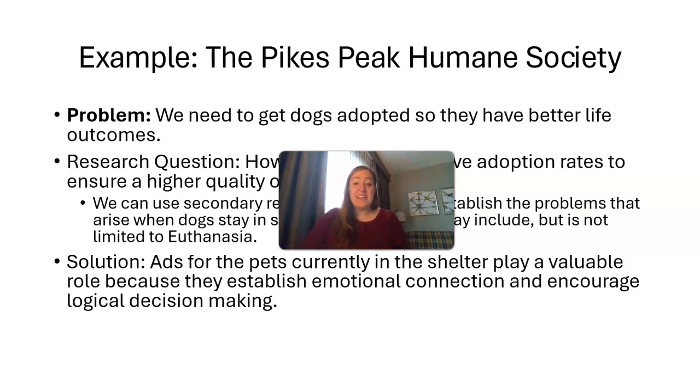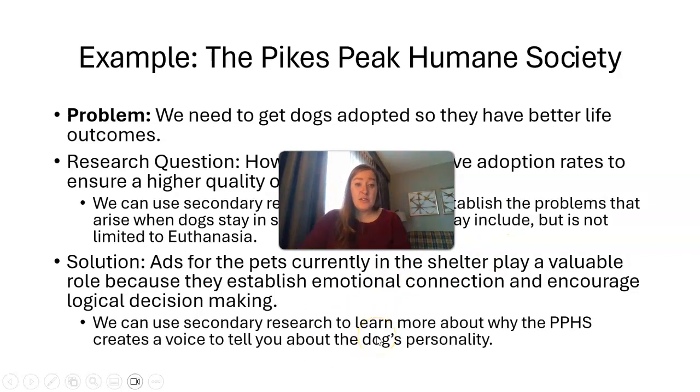We can say that these ads for the pets who are currently in the shelter play a valuable role because they not only establish that emotional connection, but they also encourage logical decision making so that we don't have dogs coming back to the shelter over and over again. We can also see that there is actually secondary research about this move that the Pikes Peak Humane Society did, creating a voice to tell you about the dog's personality.